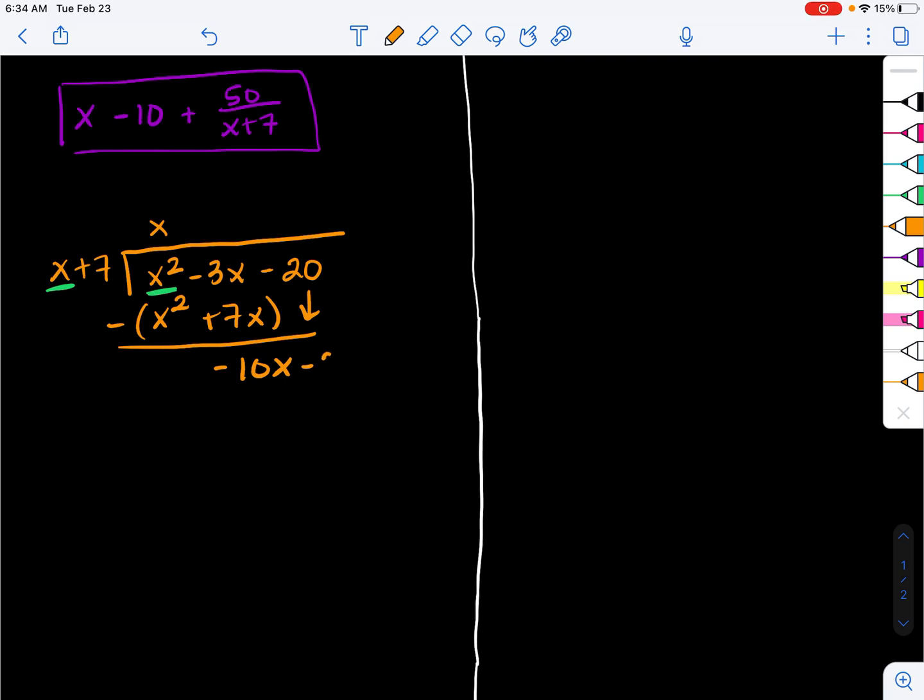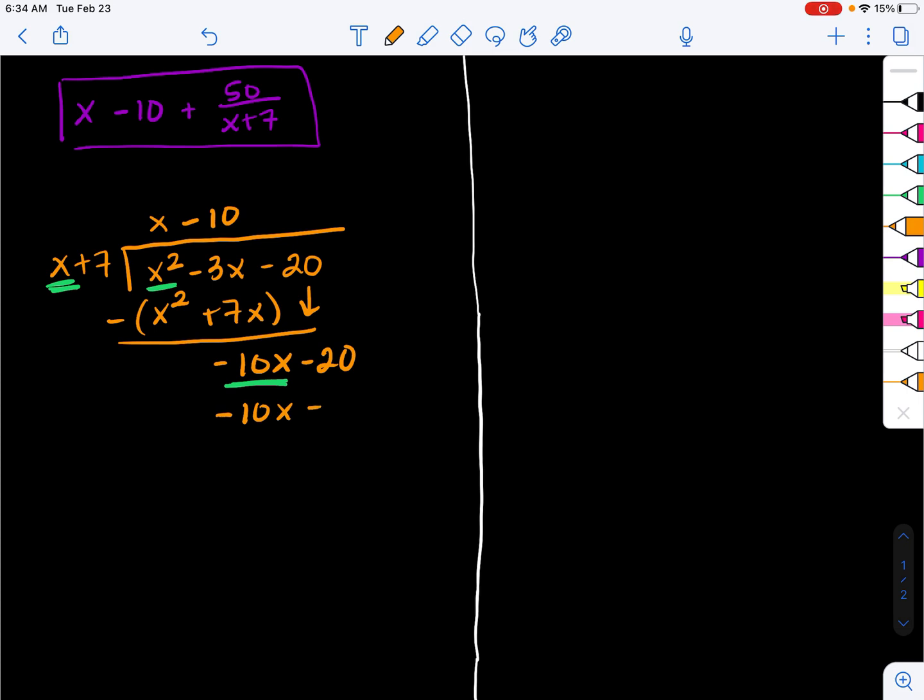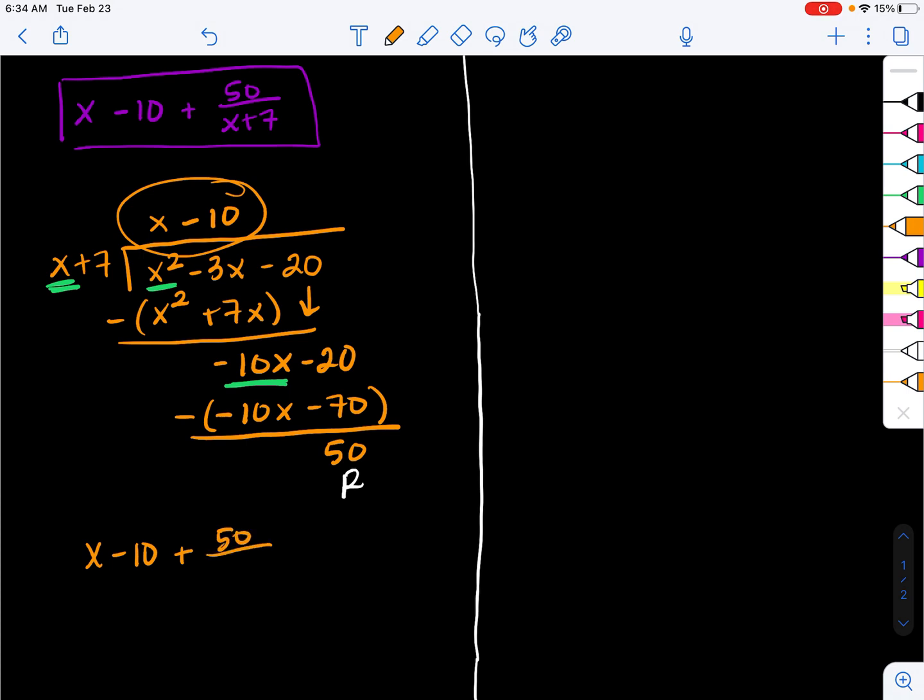Bring down the next number. And again, divide that first inside term by your outside term. -10x divided by x is -10. Multiply it back out. Subtract your result. -10 minus a -10 is 0. -20 minus a -70 is 50. There's our remainder. So again, the same answer, x minus 10 from above, plus the remainder over the divisor.